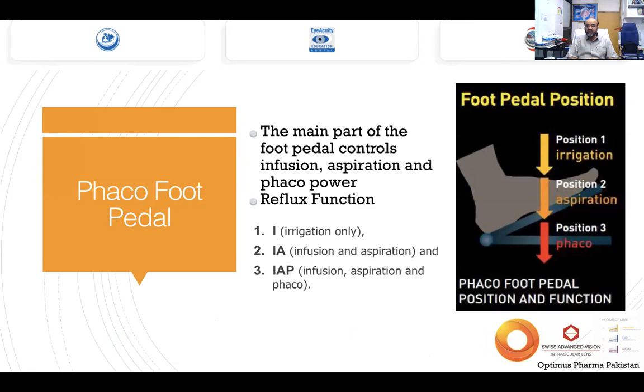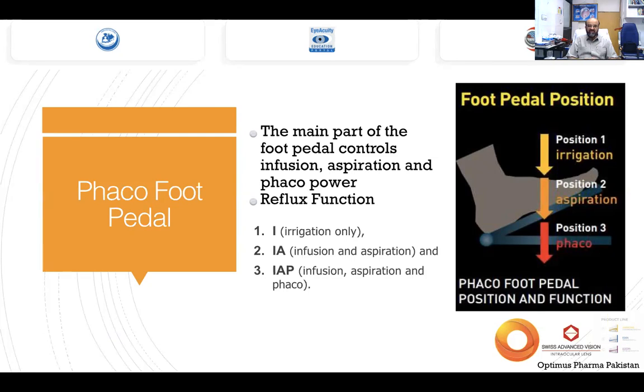Generally, the machines have certain tones by which a surgeon can very easily differentiate at what stage he is. This is the basic principle which is followed by all the modern machines these days. But once any machine is offered to a surgeon, he needs to get comfortable with the foot pedal control first. So this is a general principle.